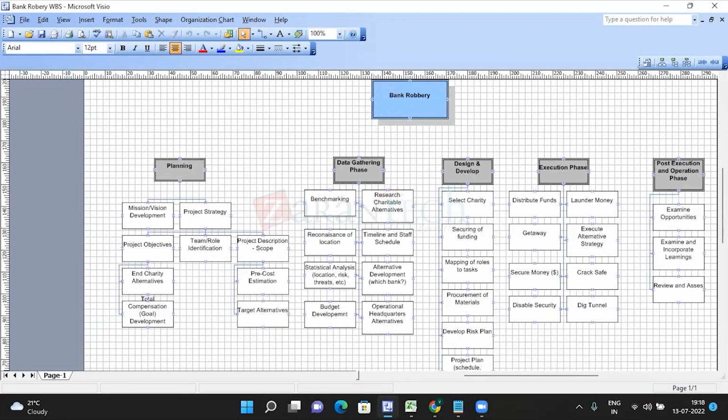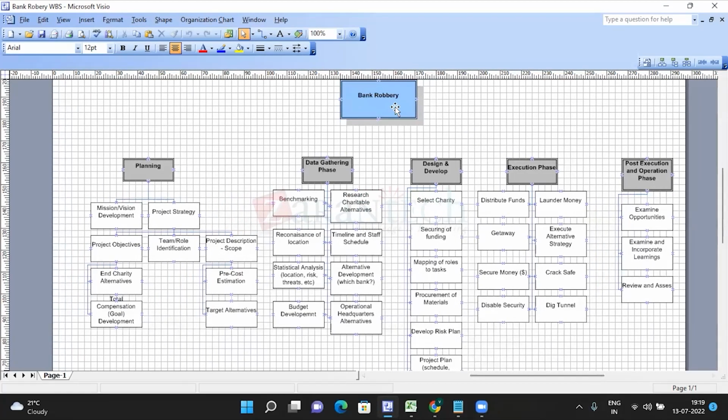I'll show an example of a work breakdown structure. This is a Visio file. Say, for example, you're planning for a bank robbery. What all will you plan? You define the mission, vision, project strategy, and project objectives, and based on this you come up with the goals and alternatives, if any. This is basically planning for the bank robbery: why we need to start it, the planning phase, and who is the team who should be part of it.